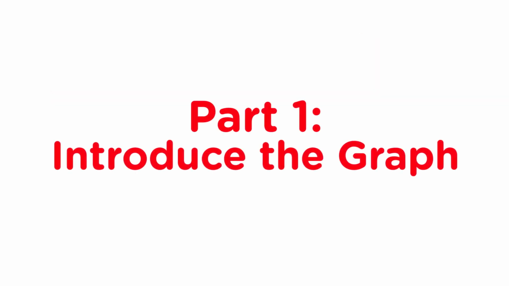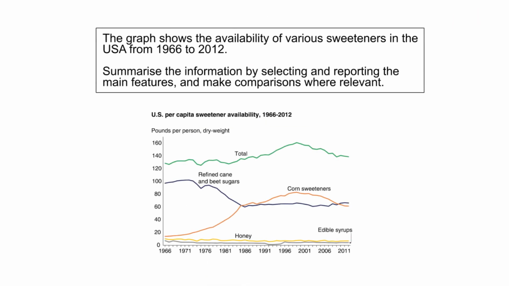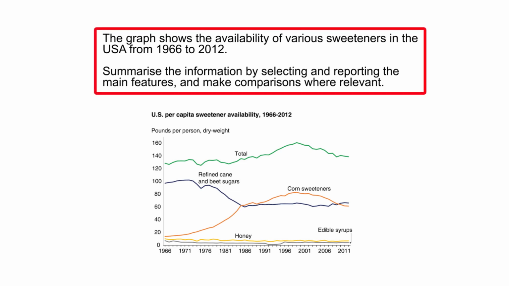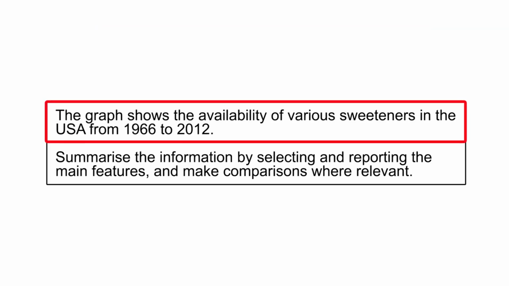Part 1. Introduce the graph. Introducing the graph is incredibly simple. All you need to do is to rewrite the first sentence of the task description in your own words. Here is an example task description. It's the box of text that sits on top of the graph. The box comprises 2 sentences. You need to focus on the first sentence, which says, "The graph shows the availability of various sweeteners in the USA from 1966 to 2012."